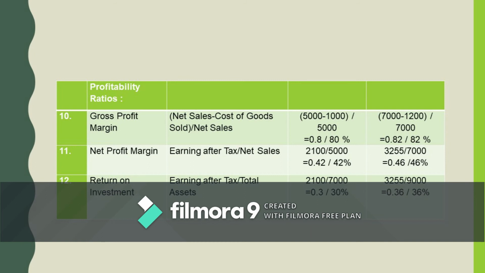Lastly, return on investment. Return on investment measures the rate of return on total assets. It shows the year 2018 is 30% for every ringgit invested in the asset, a lower return generated by assets compared to year 2019, which is 36%. The factor is that year 2018 has a very low return on total assets.